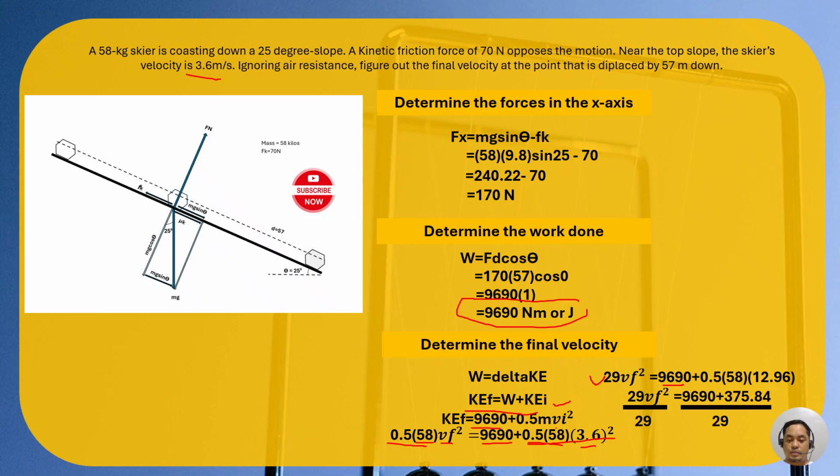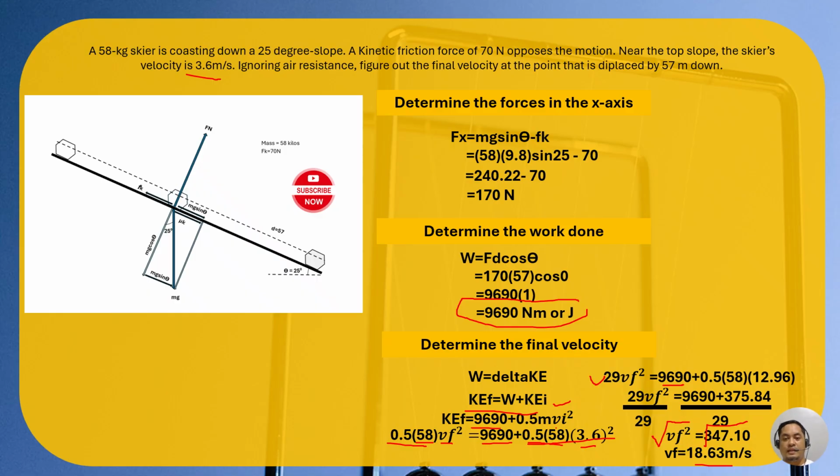10,065.84, and we will divide both sides of the equation by 29. We'll have a value of our v final squared, 347.10 rounded. Okay, again 347.10, and we will get the square root to isolate the v final. So we will have the square root also on the other side, and then our v final is 18.63.